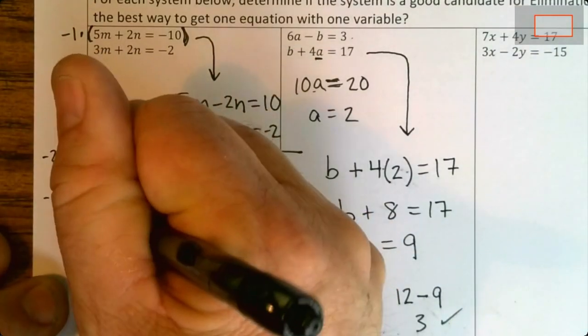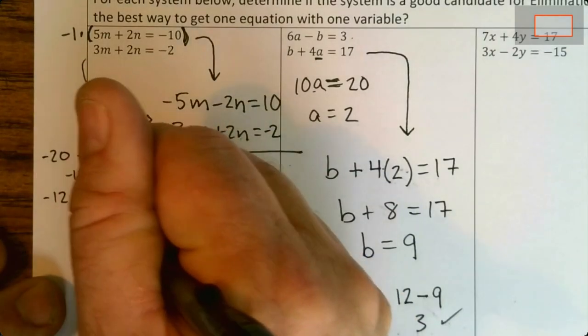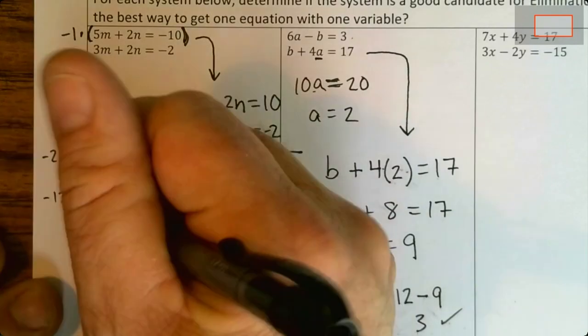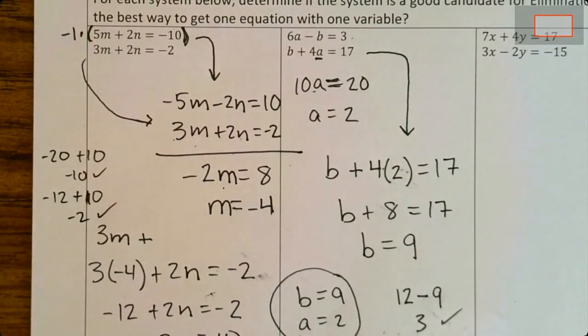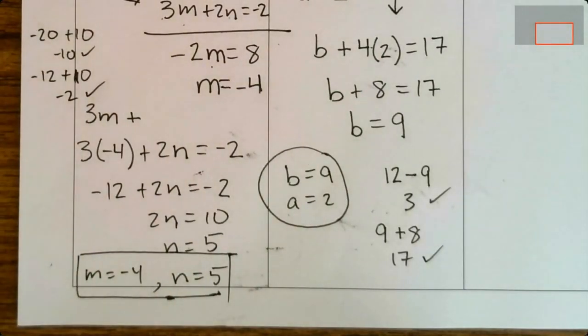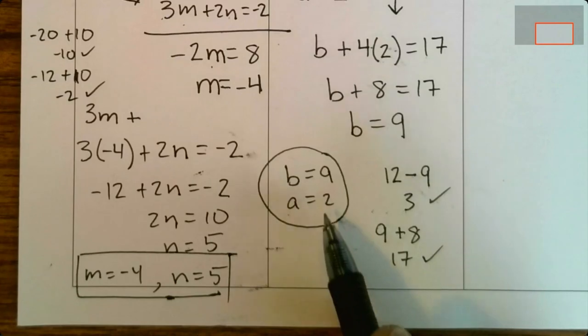And then plus 2 times n, which would be 10. And negative 12 plus 10 does equal negative 2, which is what it's supposed to be. It checks. So I'm confident in both of my answers. I've got m is negative 4 and n is 5. And for the second problem, we had b was 9 and a was 2.